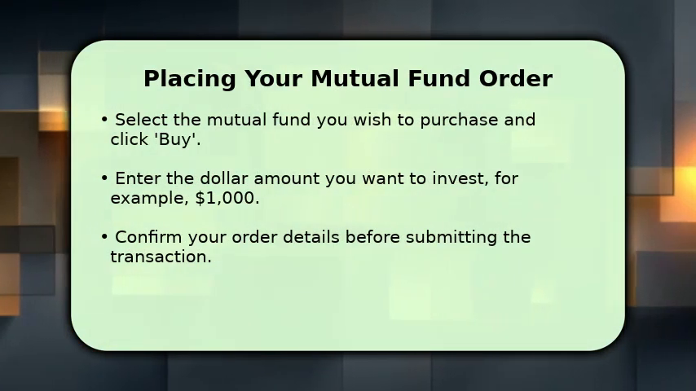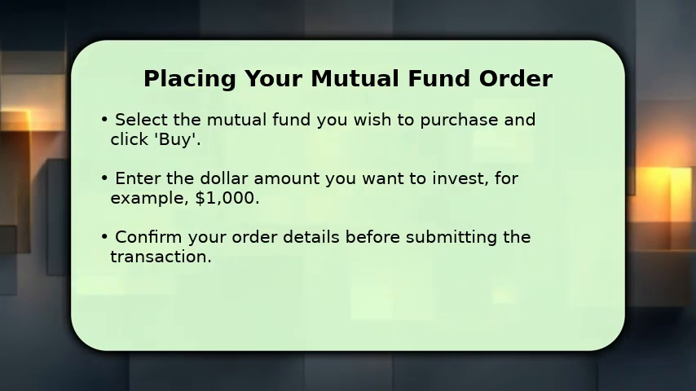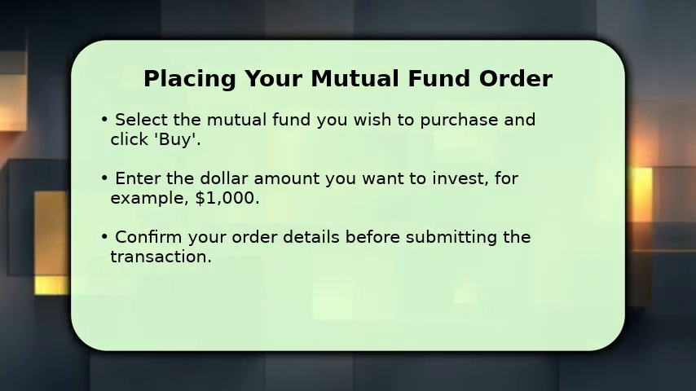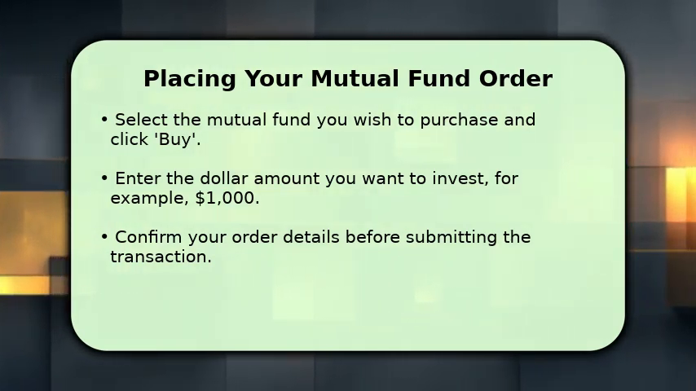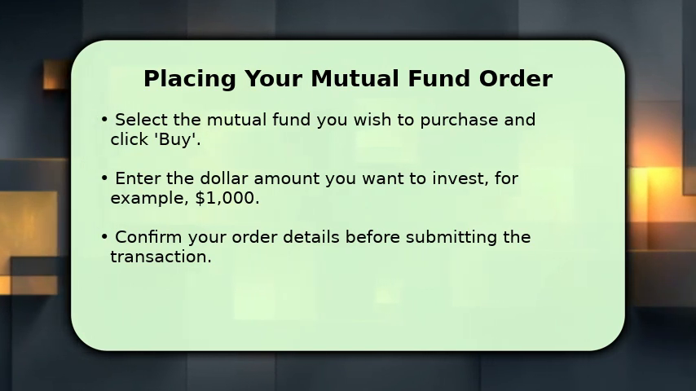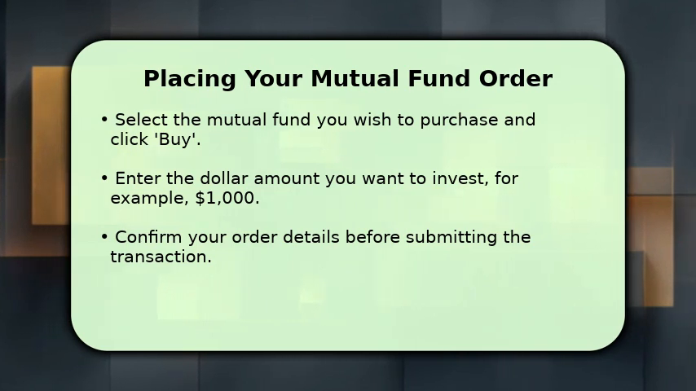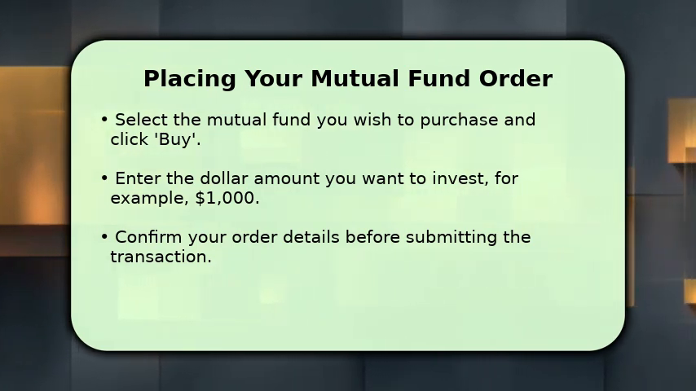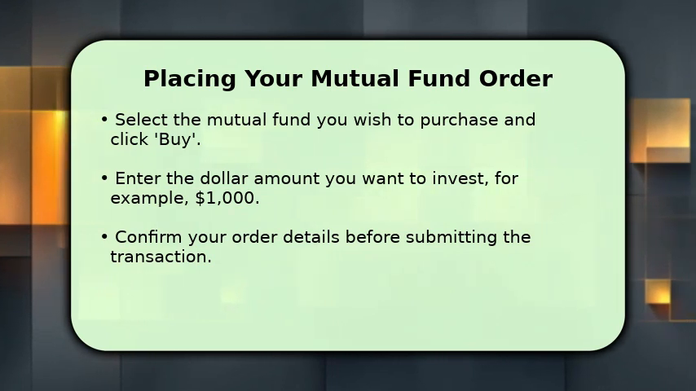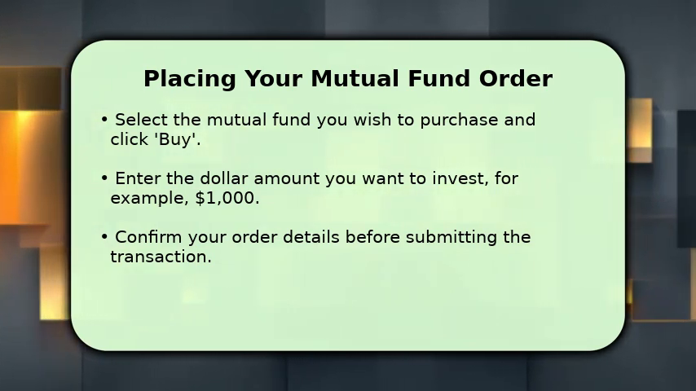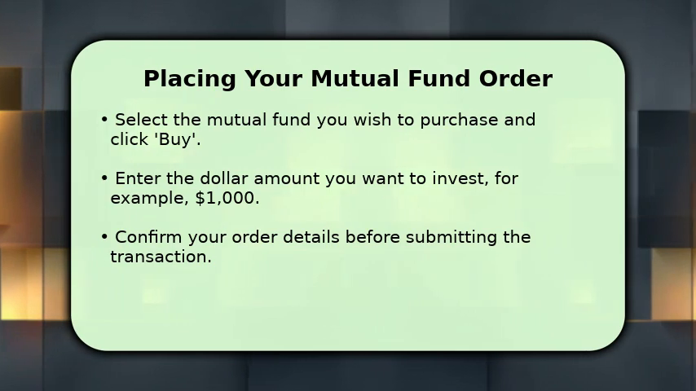Once you've chosen a mutual fund, select it and click the Buy button. You'll then be prompted to enter the dollar amount you wish to invest. For instance, you might enter $1,000. It's crucial to carefully review all the order details on the confirmation screen. Double-check the fund name and the investment amount before you finalize and submit your transaction.